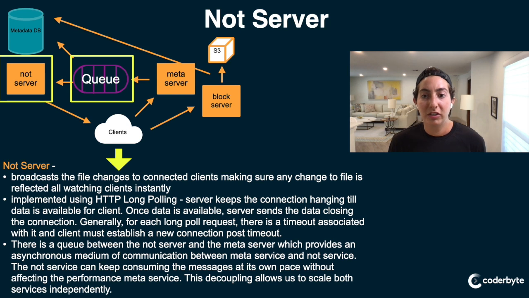The not service can keep consuming the messages at its own pace without affecting the performance of the meta service. This decoupling allows us to scale both services independently. So what that means is if the meta server is overwhelmed or the not server is overwhelmed, it doesn't affect each other. There's no data loss because they're both reading and writing from a queue, and the queue retains things until they get pulled off the queue. So again, this is a very useful tool for decoupling and for allowing different parts of the entire architecture to scale independently and not have one part of the system get overwhelmed and bring the whole system down.